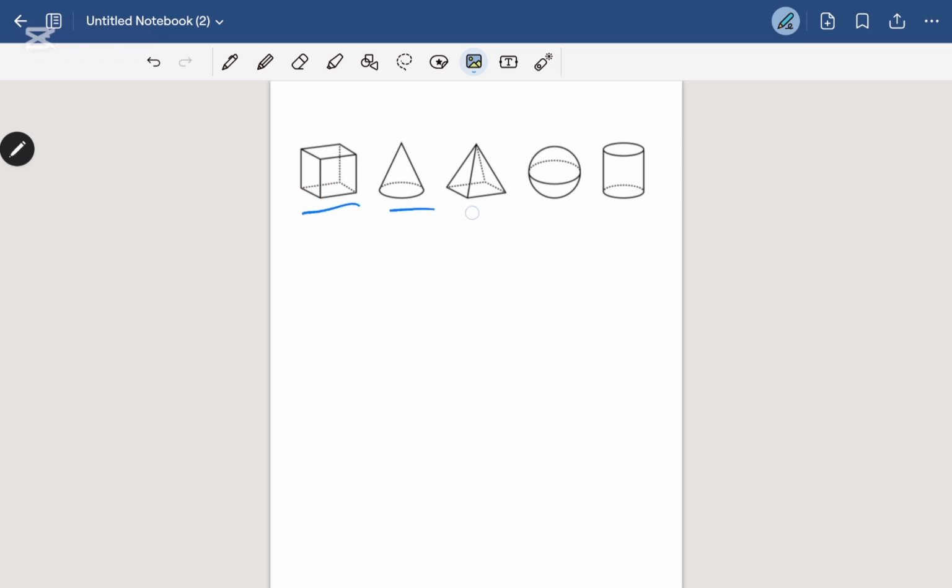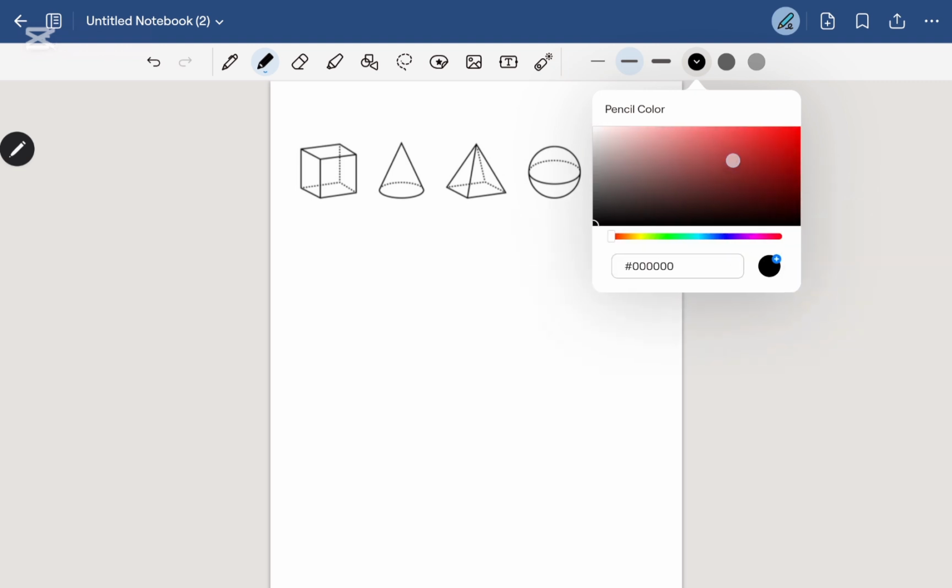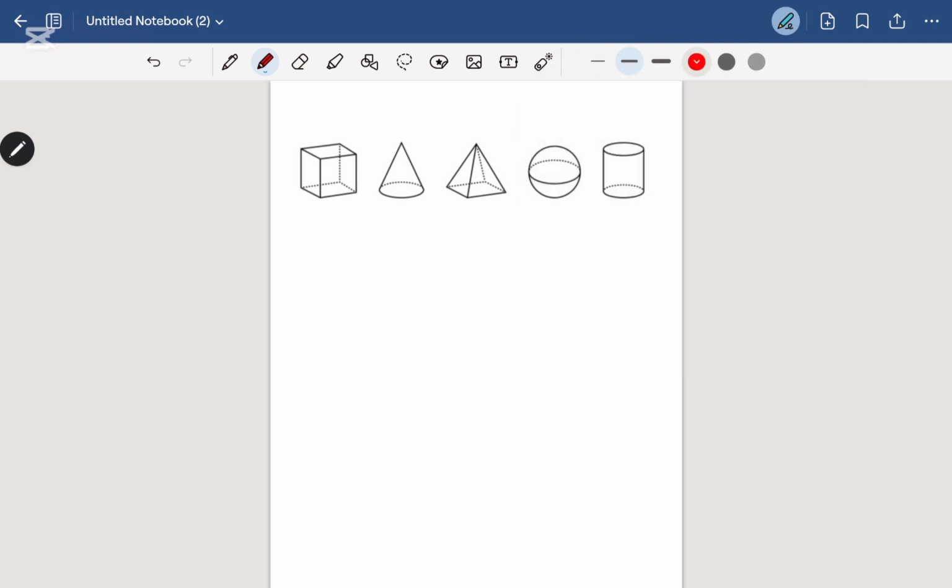We have 1, 2, 3, 4, 5 important shapes that we have taken. We have to memorize the surface area, the lateral area, and the volume of each of them.